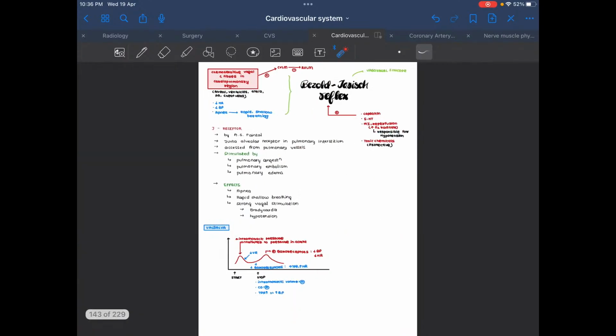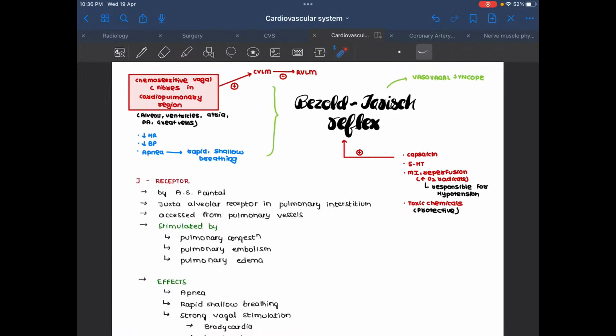Okay, so the second mechanism that I have for you is something known as the Bezold-Jarisch reflex. Okay, so what is this Bezold-Jarisch reflex? It's basically not a physiological response. There are one or two pathological conditions where it can happen.